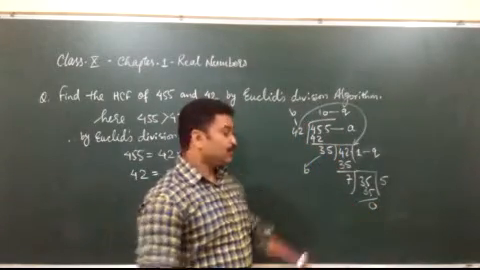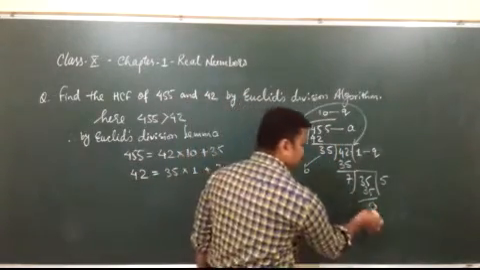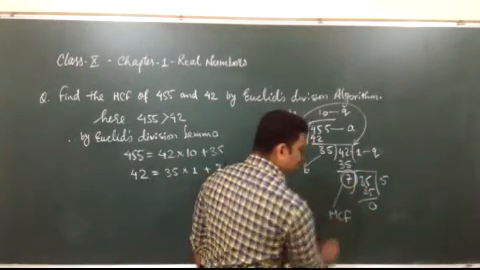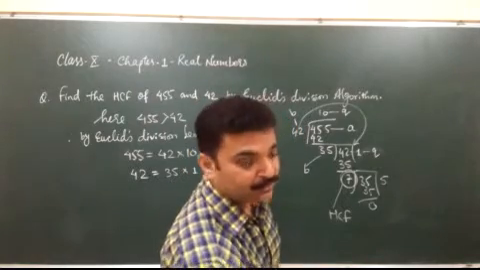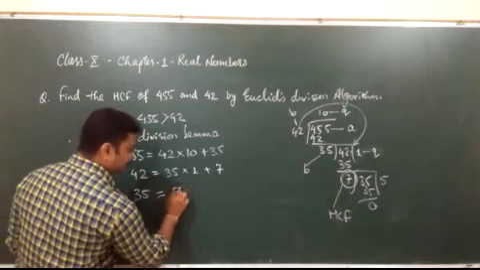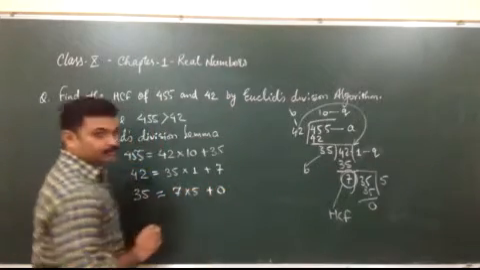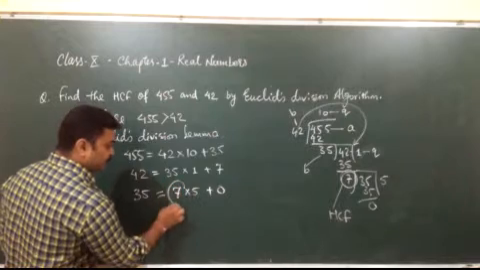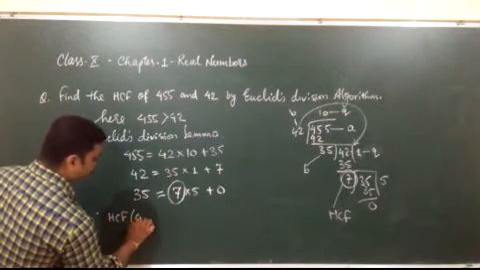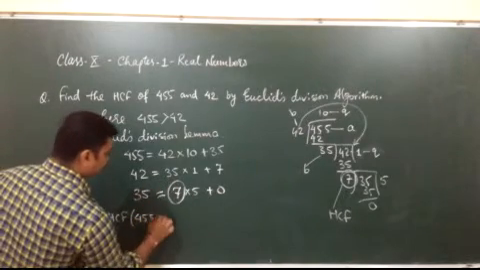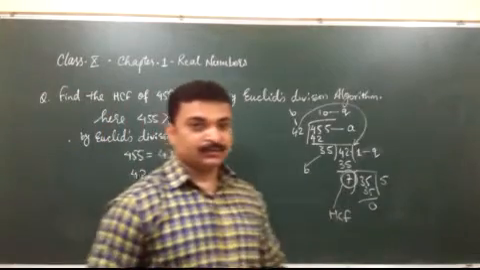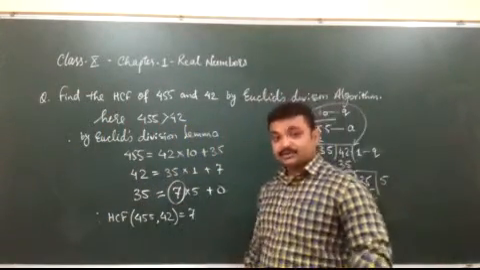Here the remainder is 0. That means, as we said, if the remainder is 0, then the divisor will be the HCF. So here we write 35 is equal to 7 into 5 plus 0. In this case, this 7 will be the HCF. Therefore, the HCF of 455 and 42 is equal to 7. Understand?